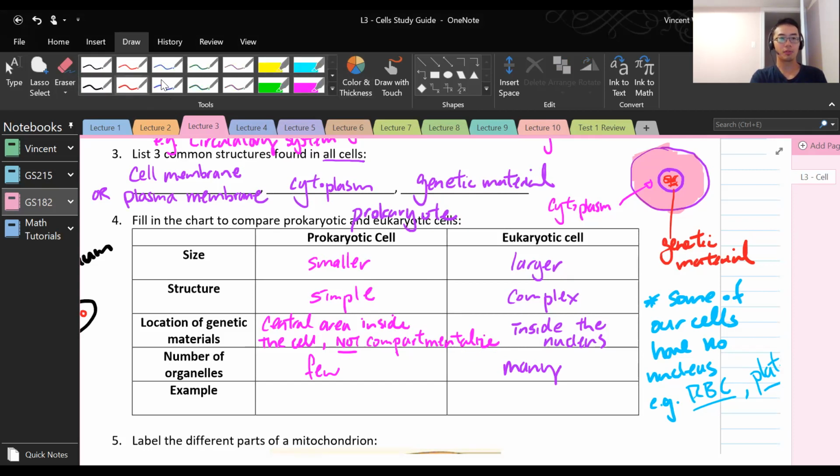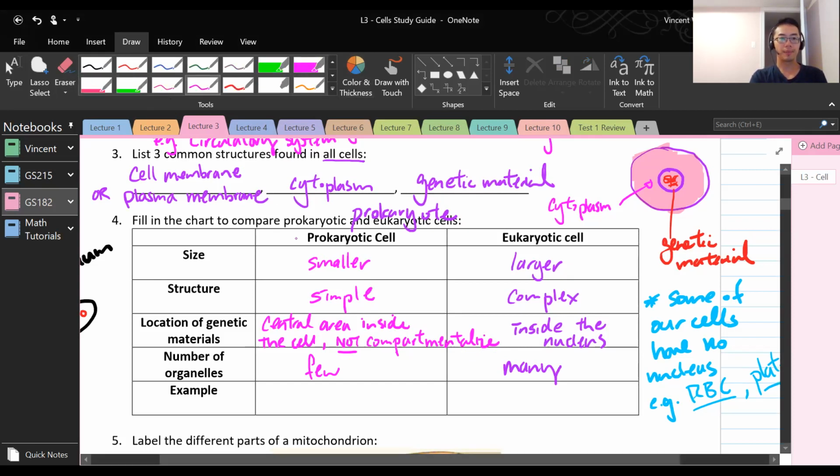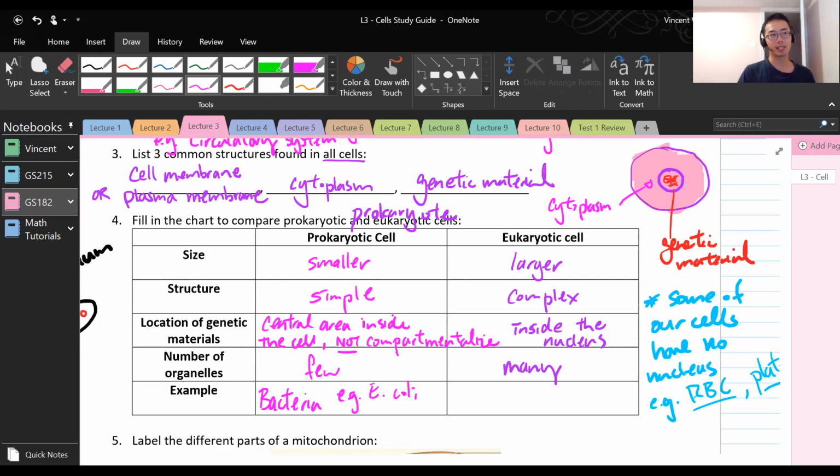And examples for the prokaryotic cells would be bacteria. Some protists? Actually, no, just bacteria, not protists. I'm confusing myself here. Anybody know any example of bacteria? I'll give you one that most of you have probably heard of, like E. coli. You have some harmless E. coli in your guts, but if you drink water contaminated with E. coli, you can end up having diarrhea and stuff like that.